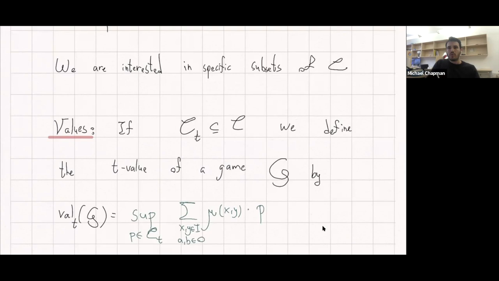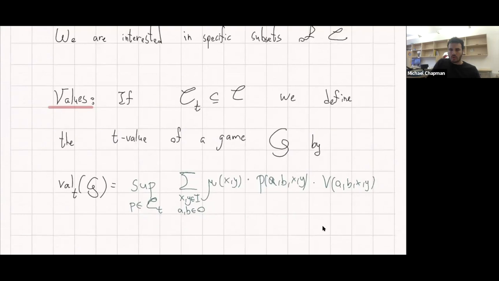So mu xy is just the probability that the referee sends the questions x and y. I take the product with p(a,b|x,y), the probability that the players will answer a and b given that they were asked x and y. And I take the product with the winning predicate evaluated at a, b, x, y. So this is just a formula for the winning expectation of the players in the game, given that they use the correlation P.